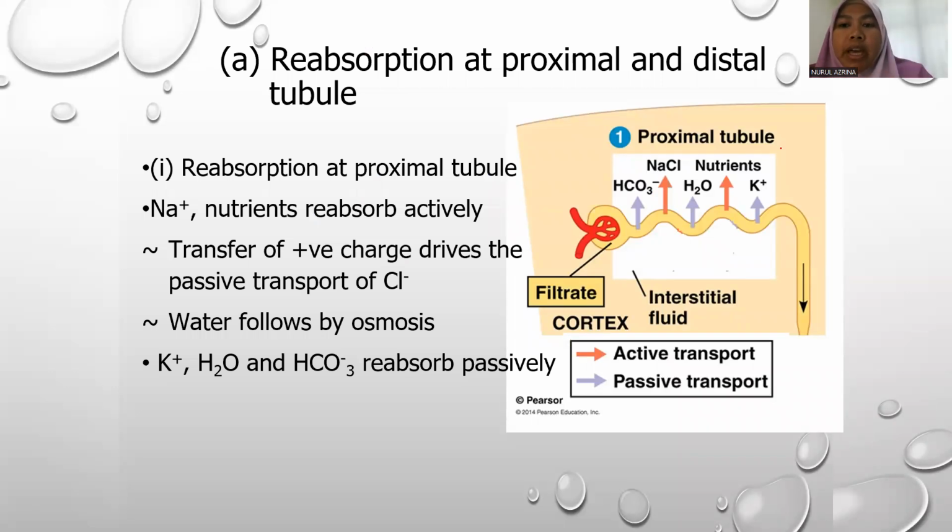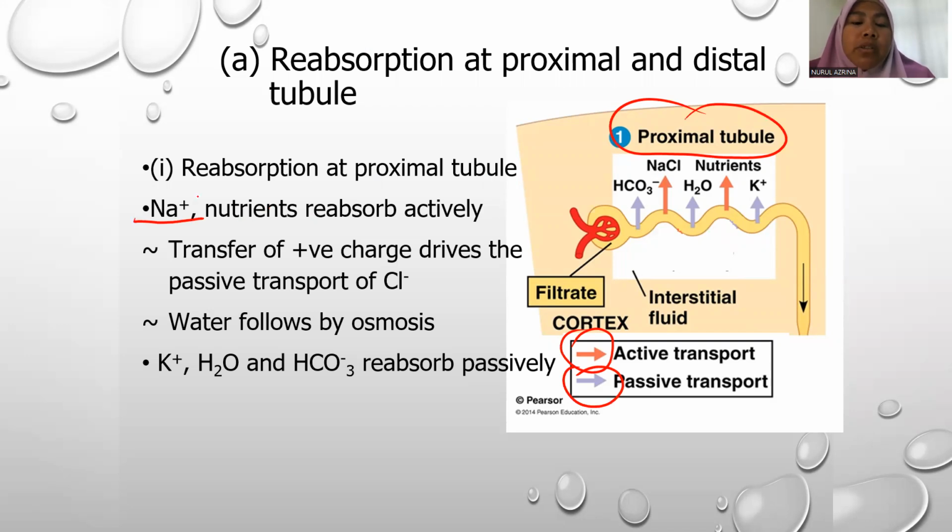Okay, so here is the proximal tubule, right? In the proximal tubule, there are two modes of reabsorption that happen, active and passive. The orange arrow represents active transport, or active reabsorption of substances, or solutes, and the purple one represents passive transport. Okay, so you can see here, sodium ion, right?